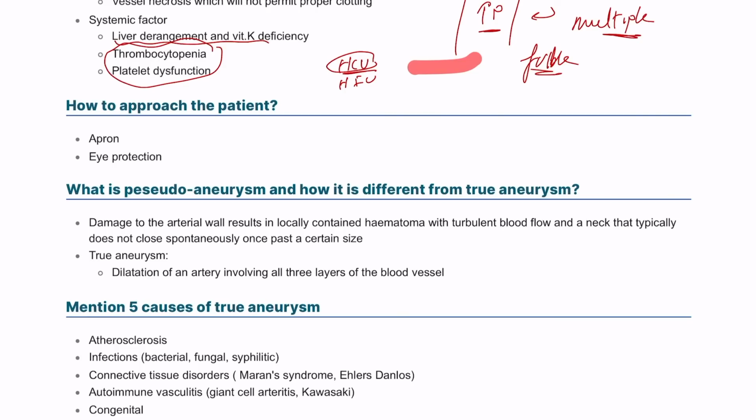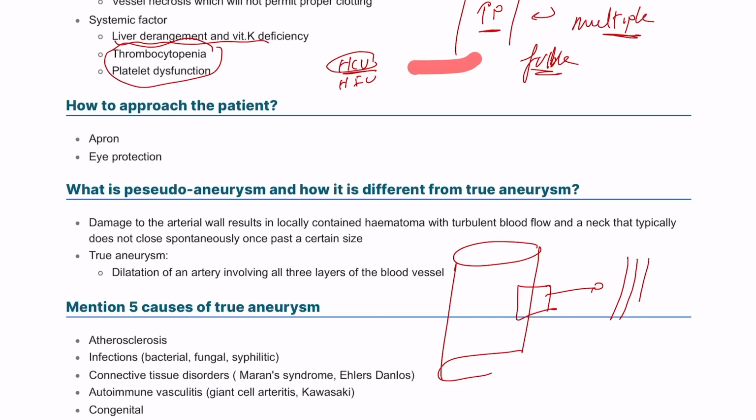In a basic manner, if we take a closer look at this area of an artery, the arterial wall is formed of three layers: the intima, the media, and the adventitia on the outside. In an aneurysm, the whole three layers are weakened, so it will come out like that. So this is an aneurysm. The whole three layers are weakened.